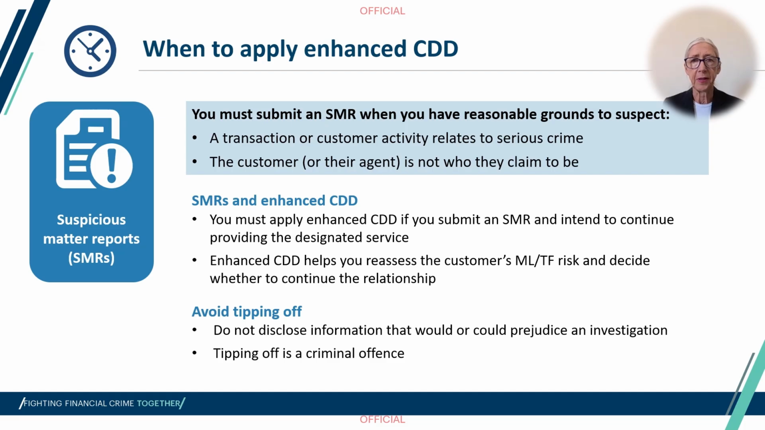When applying enhanced CDD after forming a suspicion, you must be careful to avoid tipping off the customer. Tipping off occurs when information is disclosed that would or could reasonably be expected to prejudice an investigation. Tipping off is a criminal offence, and you don't need to know whether an investigation is underway for the offence to apply. You must not delay submitting your SMR to complete enhanced CDD if you have already formed a suspicion on reasonable grounds. To learn more about tipping off, you can refer to guidance found on our website.